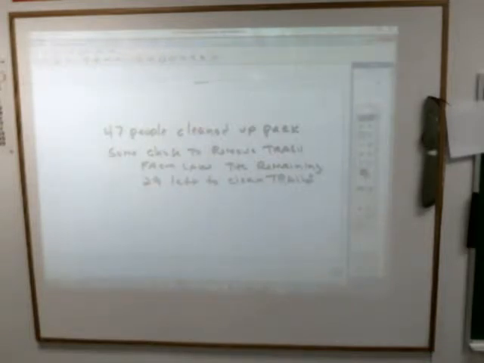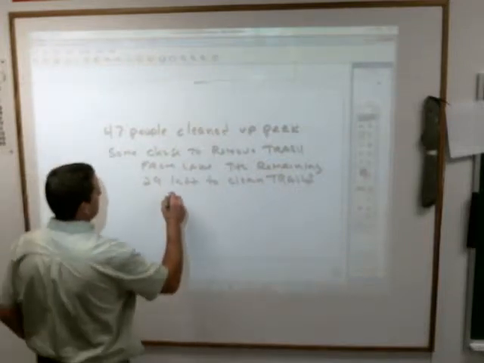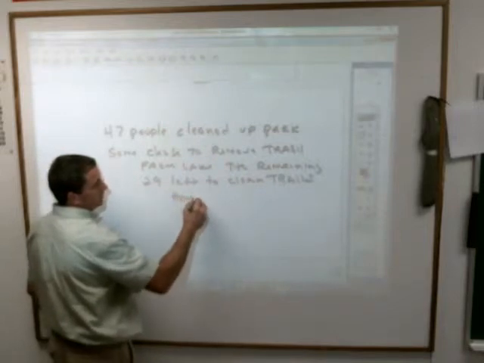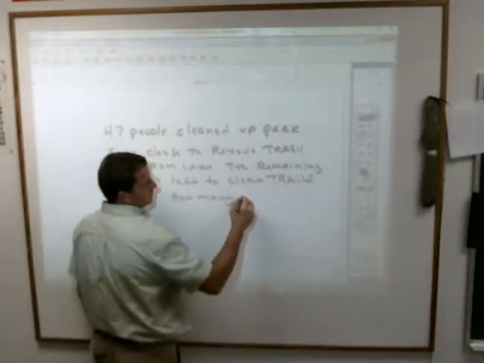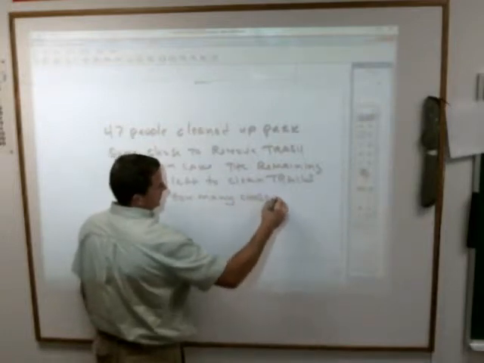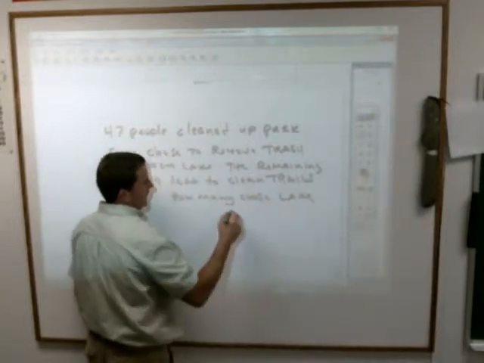How many people chose to remove trash? How many chose the lake trash bin?